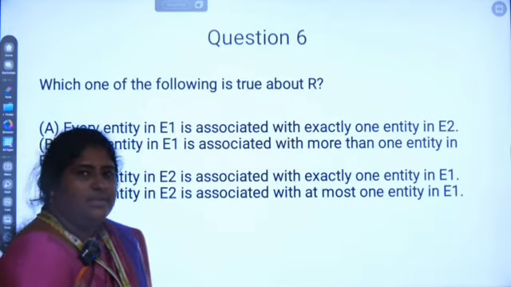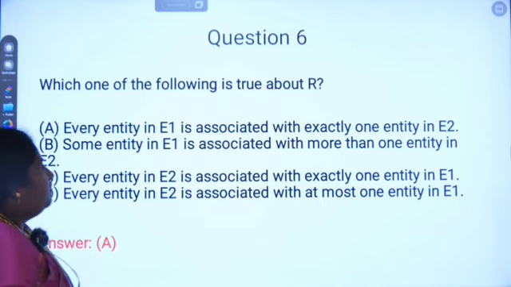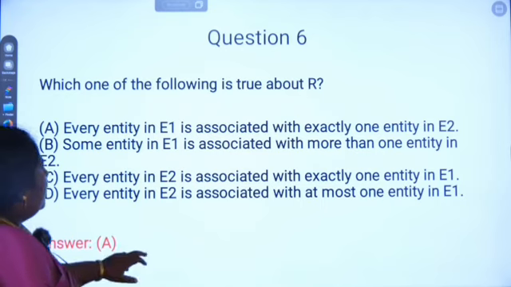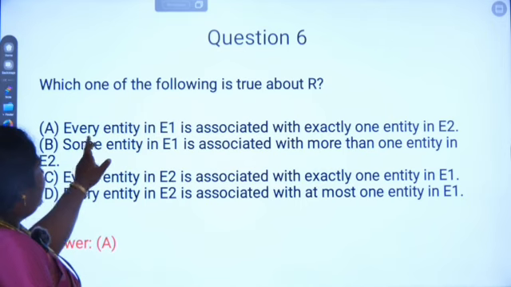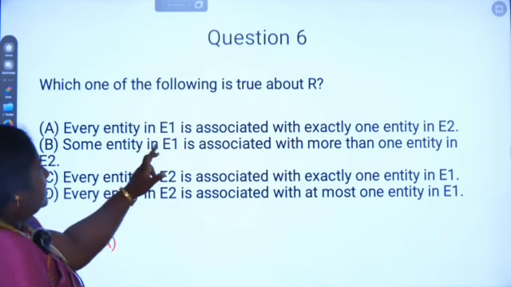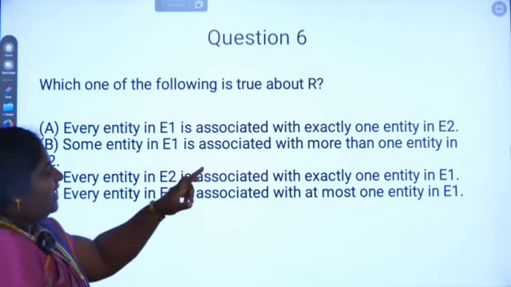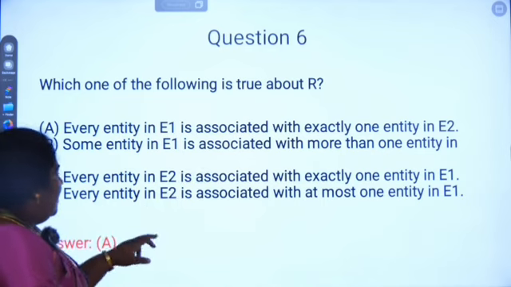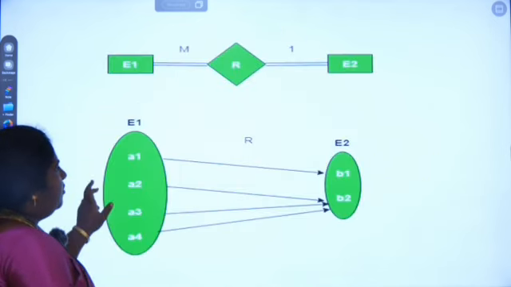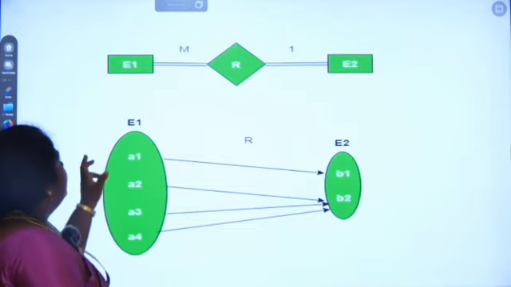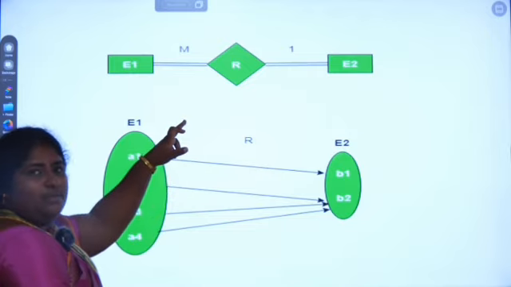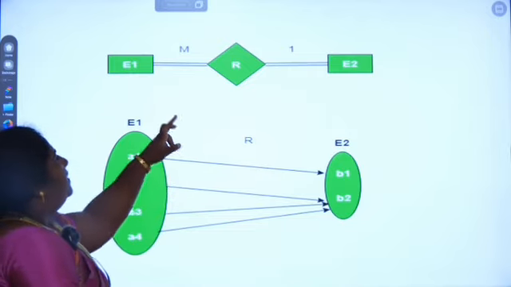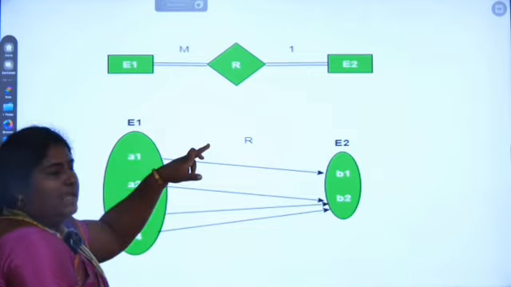The last question in this topic is, which one of the following is true about relation R? When we consider the options, the first option is every entity in E1 is associated with exactly one entity in E2. Here they are discussing the relationship of an attribute. E1 is a relation, E2 is a relation, related with a diamond representation of R, which is a many to one relationship.